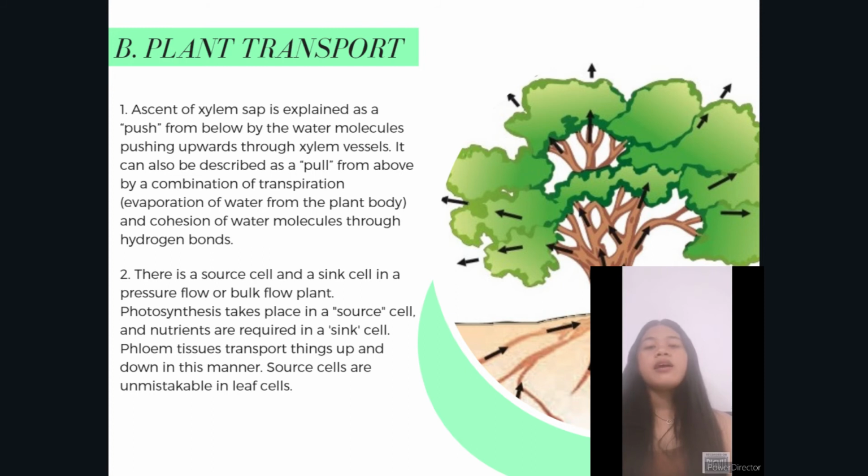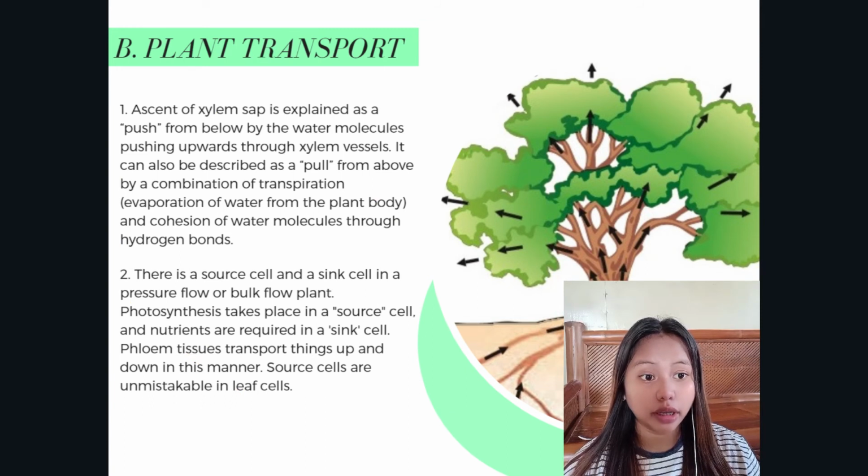The second is that there is a source cell and a sink cell in a pressure flow or bulk flow plant. Photosynthesis takes place in source cells and nutrients are required in a sink cell. Phloem tissues transport things up and down in this manner. Source cells are unmistakable in leaf cells.